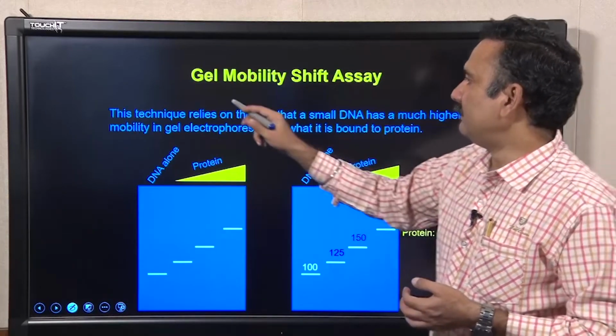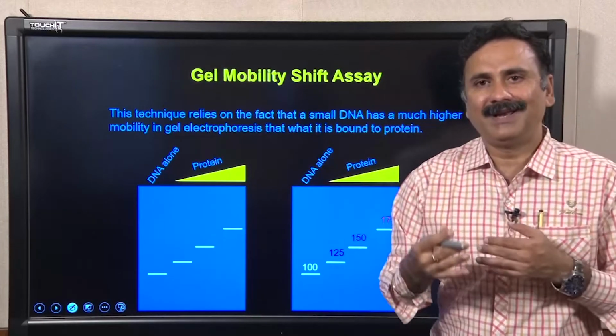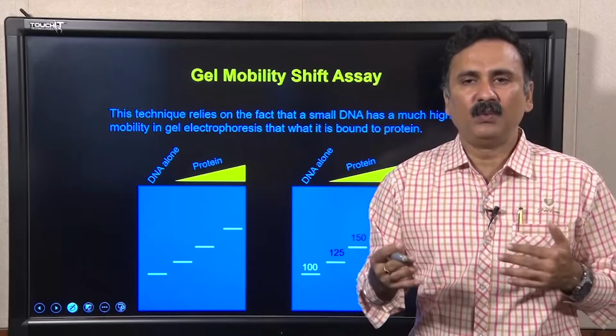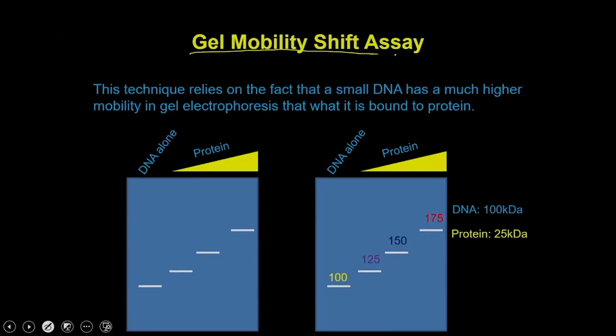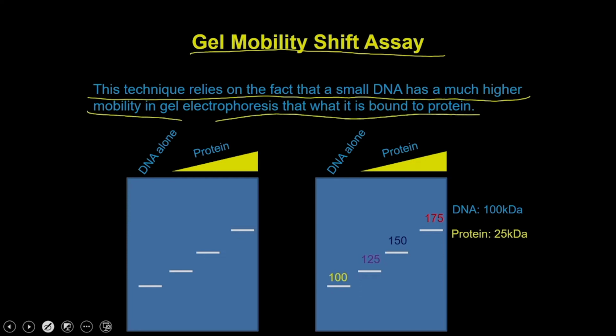This interaction of protein and DNA is mapped with an assay called the gel mobility shift assay. This technique relies on the fact that a small DNA has a much higher mobility in gel electrophoresis than DNA bound to the protein.